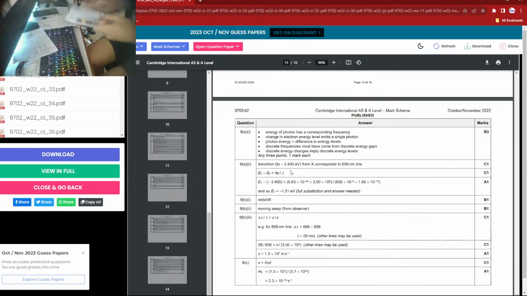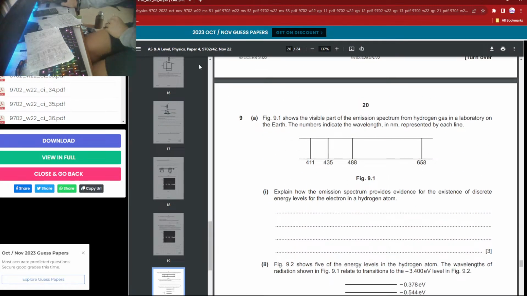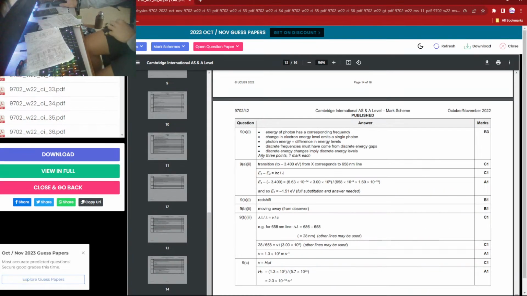9a1. Energy of photon has a corresponding frequency. Change in electron energy level emits a single photon. So that's for question 9. Photon energy is equal to difference in energy levels. Discrete frequencies must have come from discrete energy gaps. Discrete energy changes imply discrete energy levels. Okay, this one I got nothing correct, so that's 3 marks gone again.